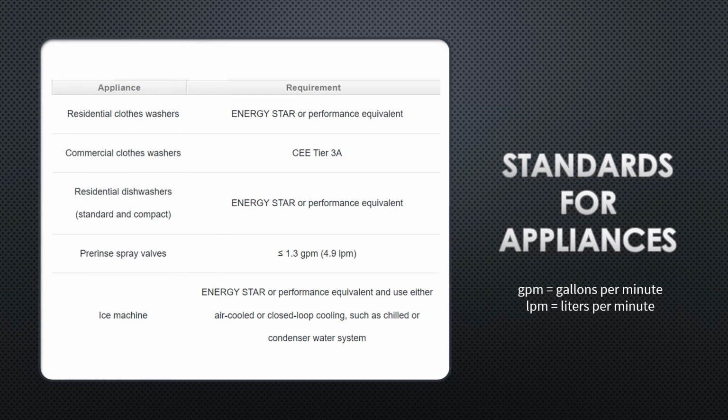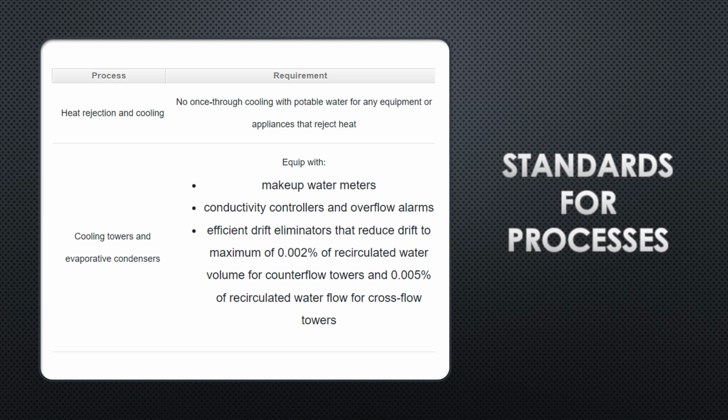Well, this is the standard for appliances. So the appliances are listed on the left side and the requirements suggested by LEED are listed on the right side. For example, for residential clothes washers, the requirement is Energy Star or the performance equivalent. I'm not going to read all of it. You can pause and read. These are standards for process water. You can read that.